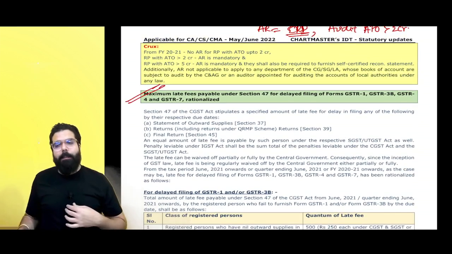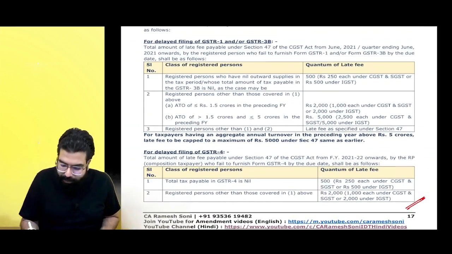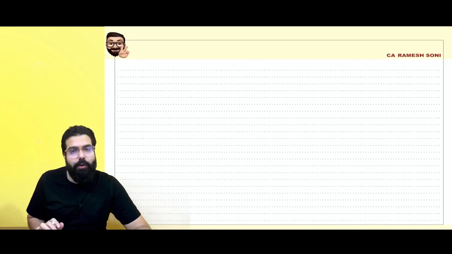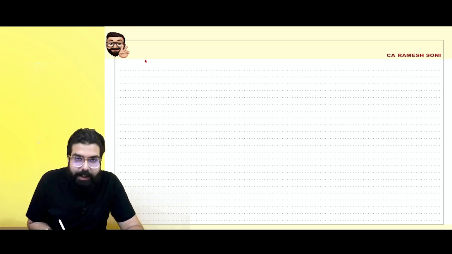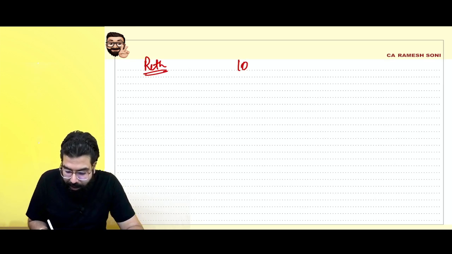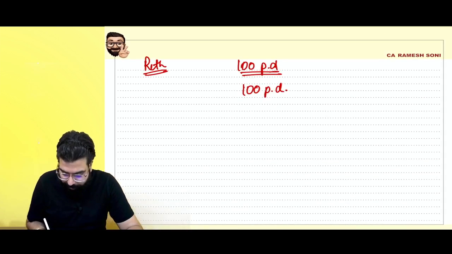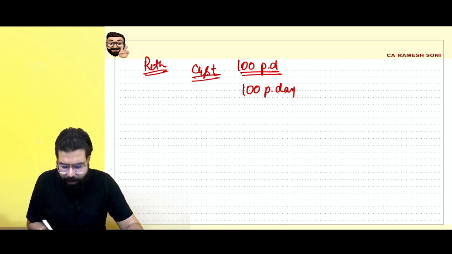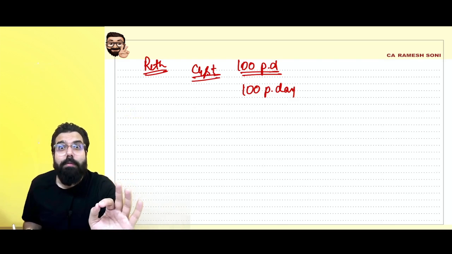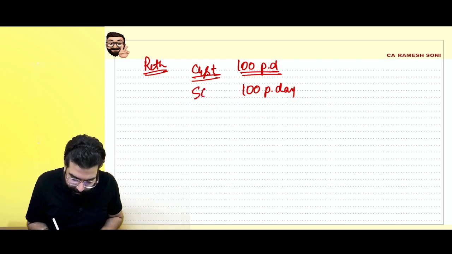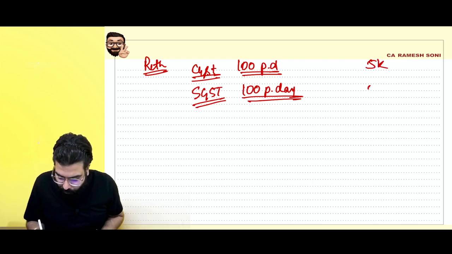Now, this is one place which I want to talk about: late fee. Listen to me very carefully. What they had done was, they had told that the late fee for late furnishing of monthly returns, if you furnish your return late, is 100 rupees per day under CGST and 100 rupees per day under SGST. So, for example, GSTR 1 late furnished, GSTR 3B late furnished. Late return always attracts late fees, 100 rupees per day under CGST and 100 rupees per day under SGST. Maximum was 5,000 rupees. Okay.